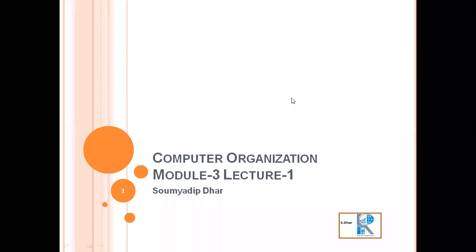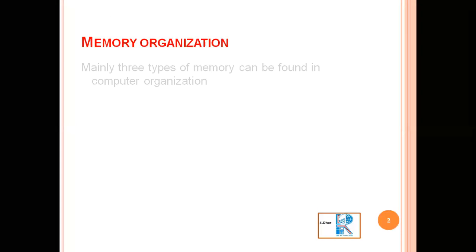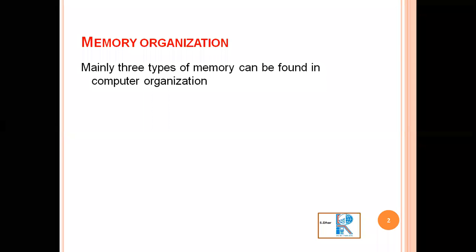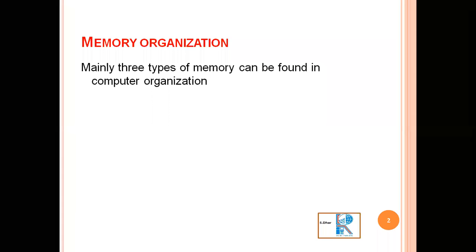So today's class is Computer Organization, Module 3, Lecture 1. Now, in this lecture, we will learn about the memory organization in a computer architecture. We know that in a computer system, there are mainly three types of memory.